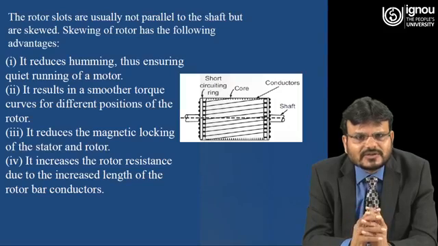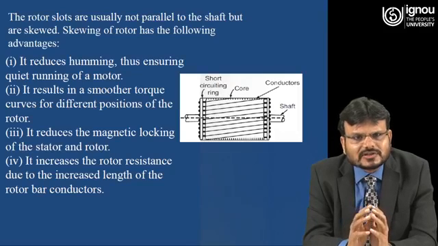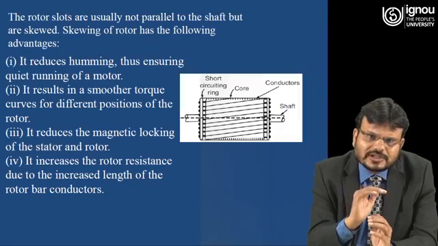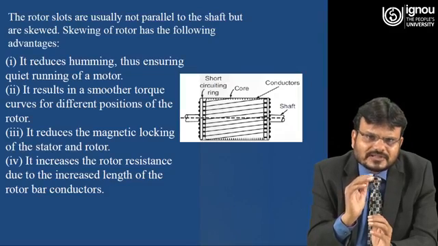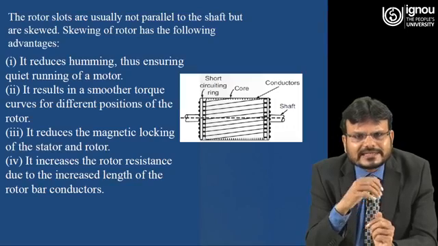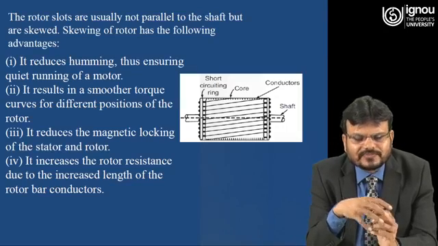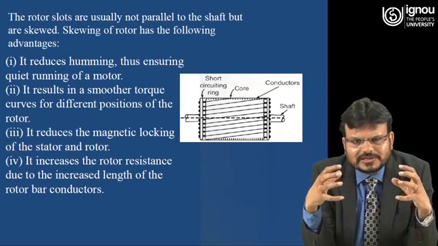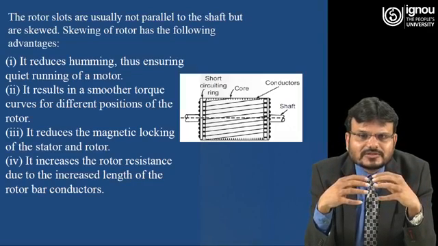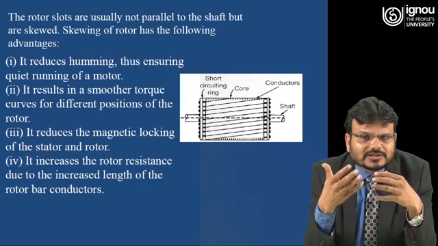The second advantage is what? It results in a smoother torque curve. That means the torque fluctuation will be less. The third advantage is that it reduces the magnetic locking of the stator and rotor. If there is a locking between the stator and rotor, that means the rotor will not move with respect to that magnetic field.